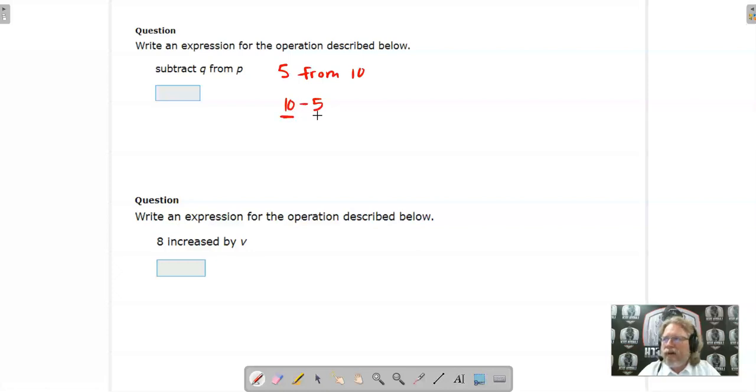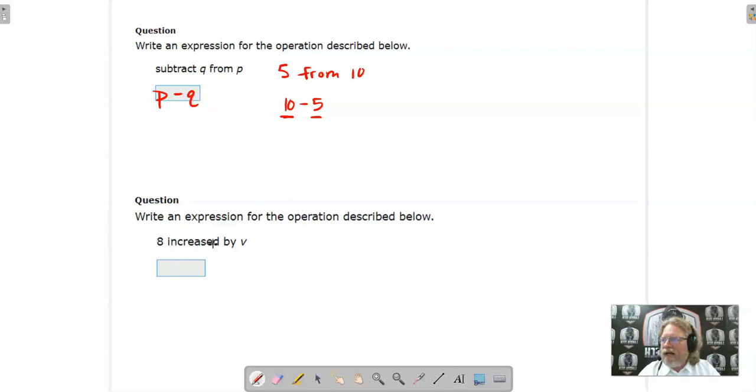This is what we're starting with. This is what we're taking away. So subtract Q from P. Well, P is what we're starting with, and we're taking Q away. If we did it the other way around and had Q minus P, it would be incorrect. So be sure that on the subtraction, you pay close attention to which one comes first.